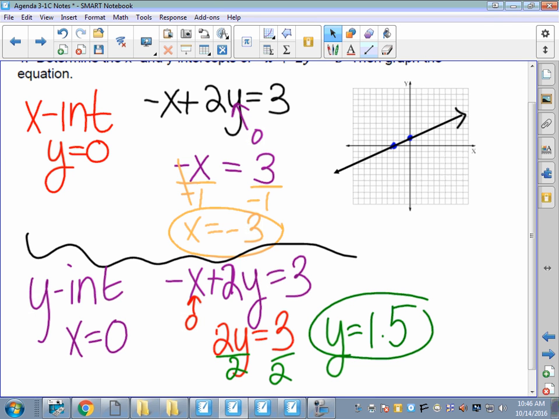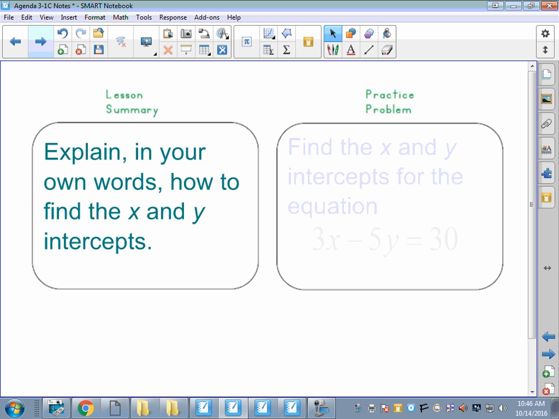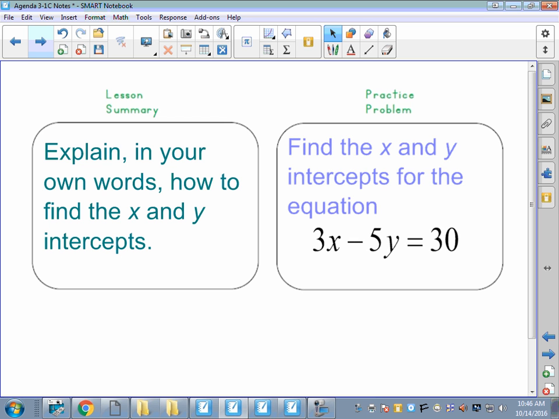What do you think of these problems? These are pretty easy, right? We could always go back to an XY table if we wanted to, but we certainly do not have to. All right, so here's what I would like to know. Explain in your own words how to find the x and y intercepts. Not too bad. And then for the practice problems, I want you to find the x and y intercepts for 3x minus 5y equals 30. They'll both come out to nice, neat whole numbers, so integers only, no decimals on this particular problem.